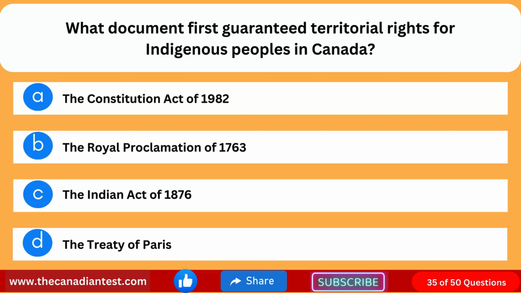What document first guaranteed territorial rights for Indigenous peoples in Canada? Option A: the Constitution Act of 1982. Option B: the Royal Proclamation of 1763. Option C: the Indian Act of 1876. Option D: the Treaty of Paris.